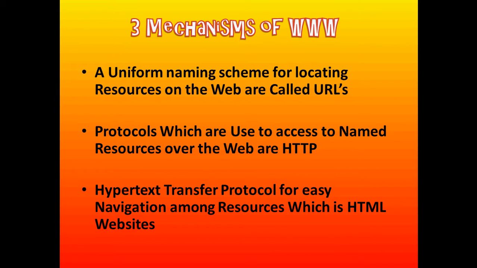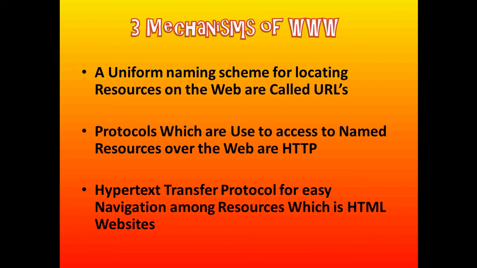Protocol. So what is a protocol? A protocol is used to access named resources. Again, for URLs over the website, the protocol is HTTP. Do you get that? A protocol is used to access named resources over the website. Named resources, which are URLs. What are named resources? They are URLs, which are website links like www.google.com. Over the web, the protocol is HTTP.